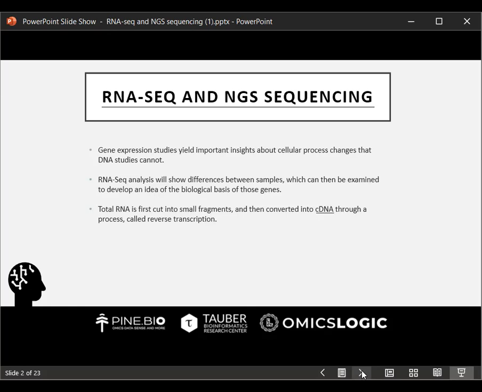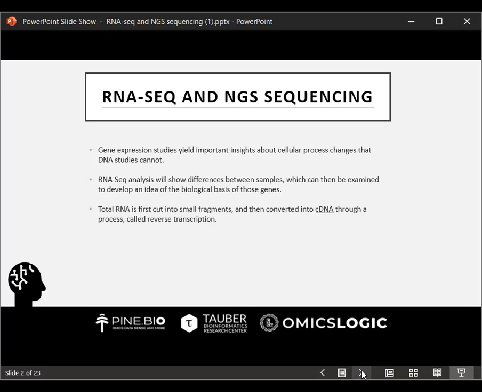So RNA sequencing actually looks at the entire transcriptome of the genome, and it identifies the differences between the transcriptomes without any need for prior information or understanding. Now, what we have to understand is that most of my project uses RNA sequencing as the basis, so it is better to have an understanding of the process as a whole. RNA analysis also shows us the differences between the samples that can then be developed to get an idea about the biological basis of those genes.